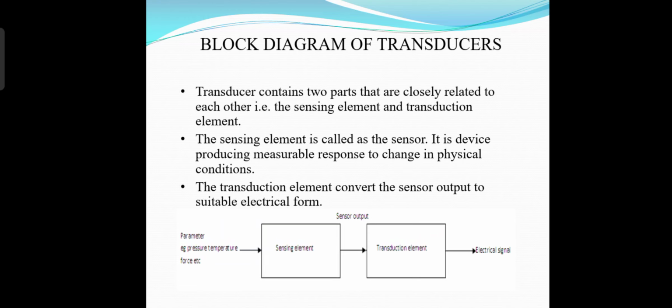For example, if you are going to measure temperature or pressure or force, that is given as the input to the sensing element. The sensing element will produce an output, and that output is fed to the transduction element. In the transduction element, the pressure, temperature or force gets converted into a readable electrical signal.